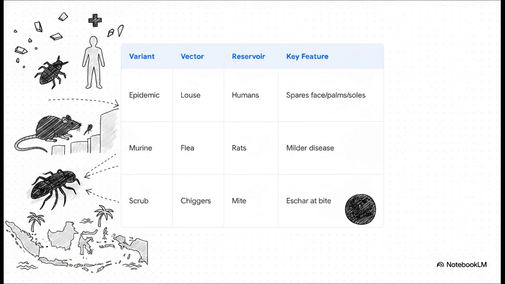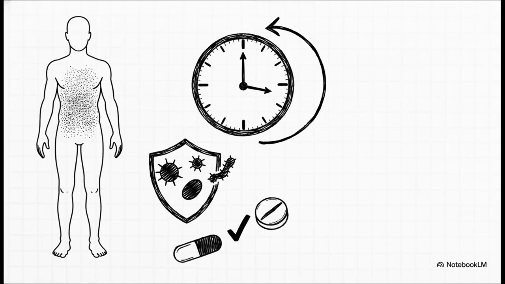Second, we have murine, or endemic typhus. For this one, just think rats. The reservoir is rats, and the vector is the rat flea. It's generally a much milder disease. Finally, scrub typhus, caused by Orientia tsutsugamushi. The vector here is chiggers, which are basically mite larvae. It's endemic to Southeast Asia and the Pacific, and the absolute hallmark physical exam finding you have to look for is an eschar, which is a dark scab located right at the bite site. Let's point out a few sneaky examiner tricks hiding within these variants.